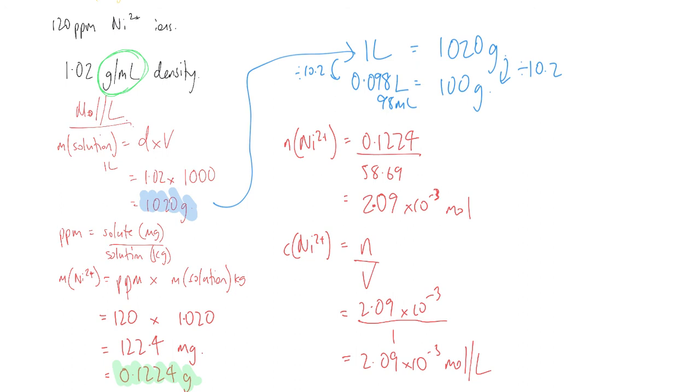Okay, but it's not the exact value. I can then also do that same thing, divide by 10.2 over here to get me into 100 grams. So 0.1224 divided by 10.2 is equal to 0.012 grams. Right, and then 0.012 over 100, times it by 100 again, will equal 0.012%.